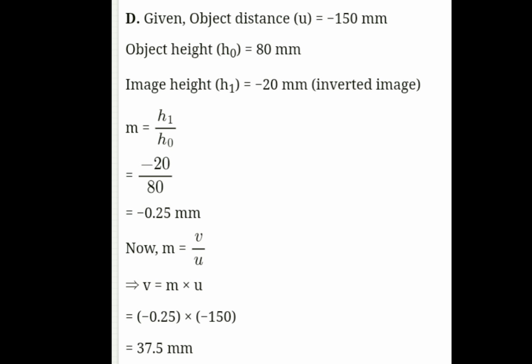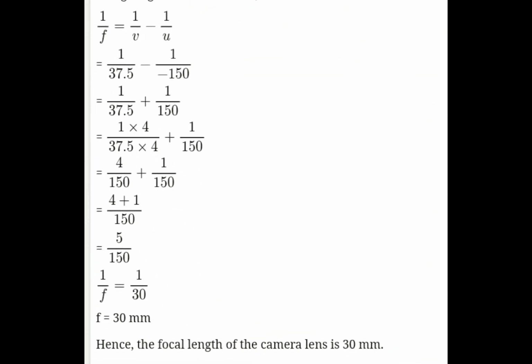Magnification value is how much? Minus 0.25. Then object distance is minus 150. By multiplying minus 0.25 into minus 150, we'll get 37.5 millimeter. This 37.5 millimeter is the image distance. So we know magnification, we know image distance. In the numerical they only gave the object distance. By using this object distance and image distance, we can calculate focal length.